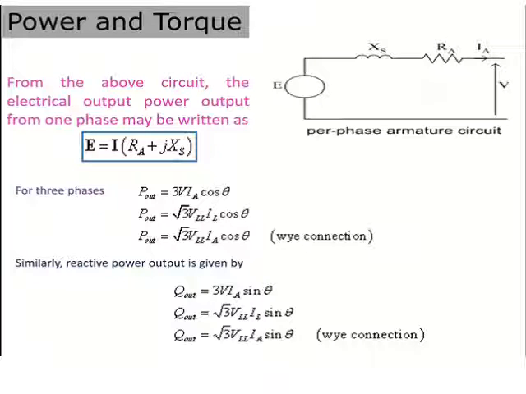Similarly, we can write the reactive power equation, that is Q out is equal to 3 V Ia sin theta, where V and Ia are phase quantities. In terms of line values, the equation would be root 3 times VLL, the line to line voltage, into line current into sin theta.